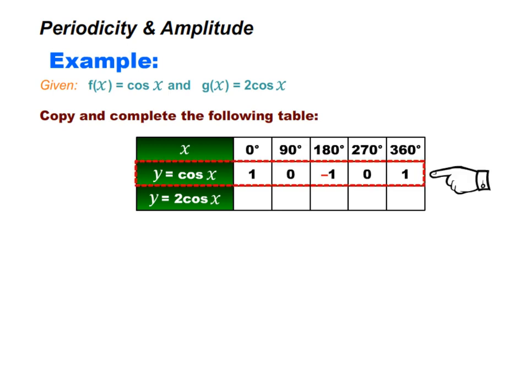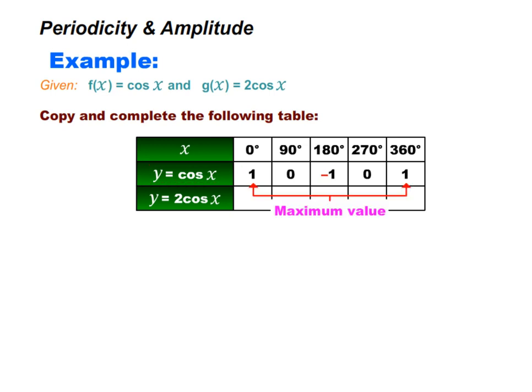Look at the second row again. The biggest y value is +1. So, we say the graph of y is equal to cos x has a maximum value of 1. To complete the last row, let us put 0 degrees, 90 degrees, 180 degrees, 270 degrees, and 360 degrees in the equation y is equal to 2 cos x. Our completed third row should look like this.